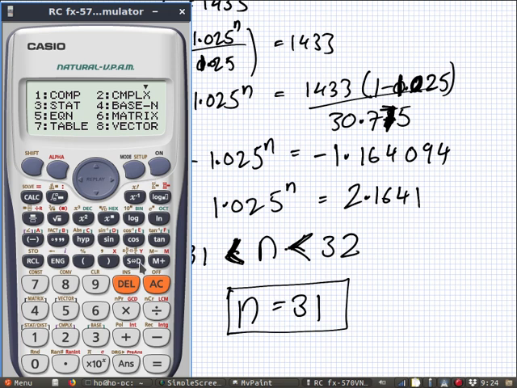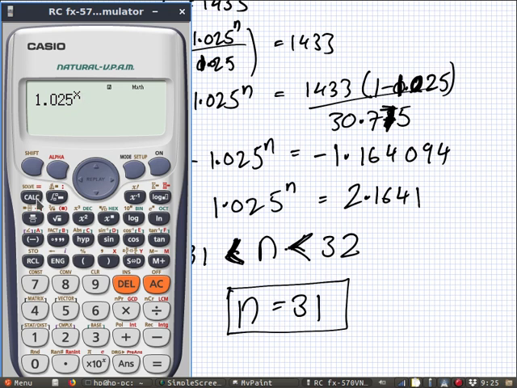What mode is that now? Comp, is it? Yeah. And where is alpha calc? Where's calc on this? Oh, there it is. I typed the equation in: 1.025 power alpha x. Alpha x. Good. Now I need to make this equals.